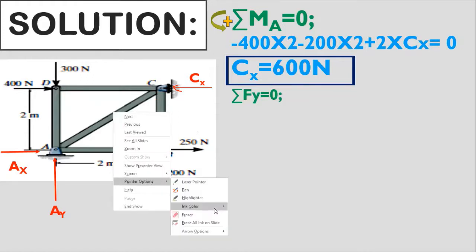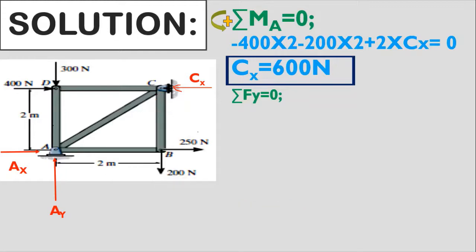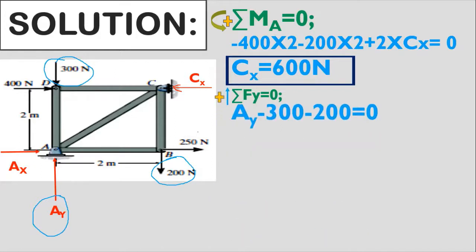Now I am moving towards the sum of vertical forces. How can we sum up vertical forces? You can see this one is the 300, it is a vertical force. This one is also a vertical force, and AY is a vertical force, and there is no other vertical force here. So when we sum up, AY positive, negative 300, negative 200. So the value of AY is coming out to be 500 Newton.